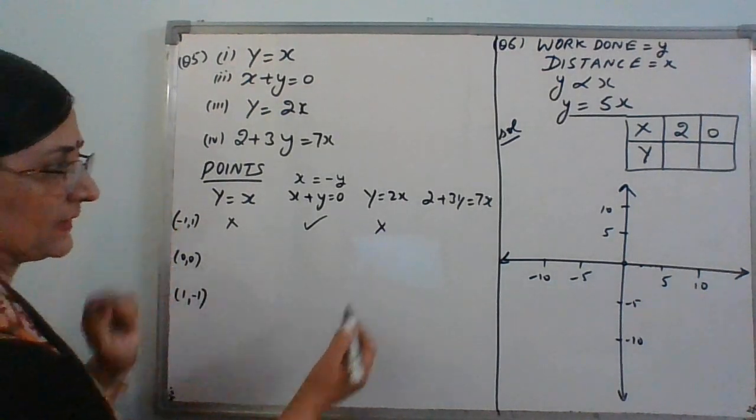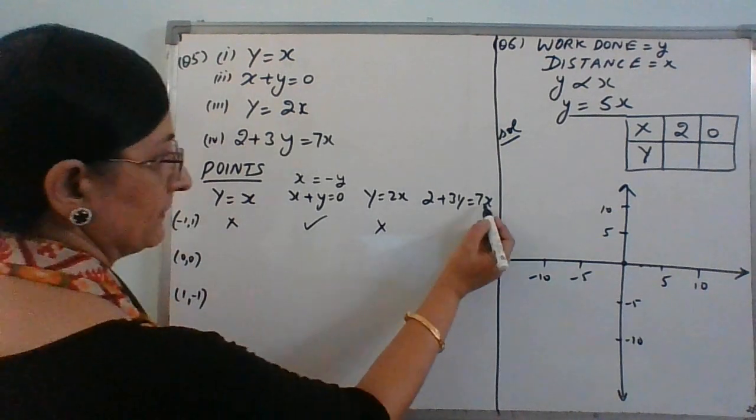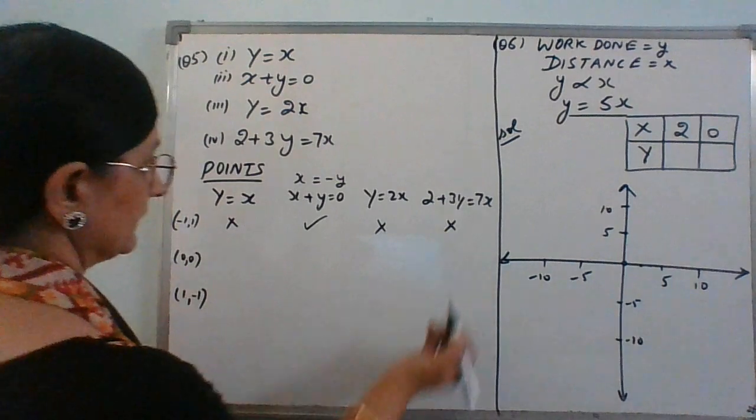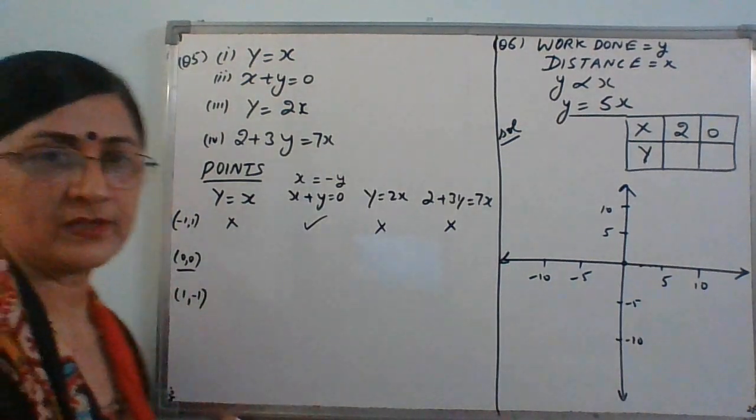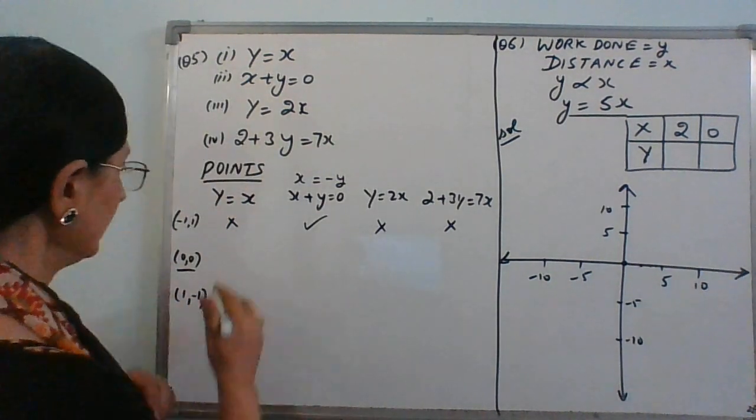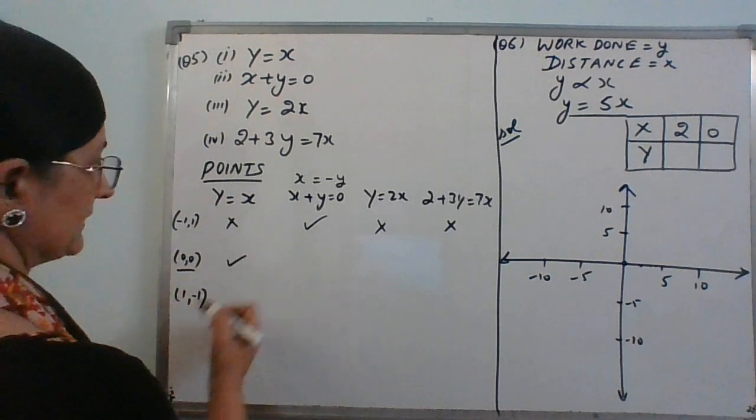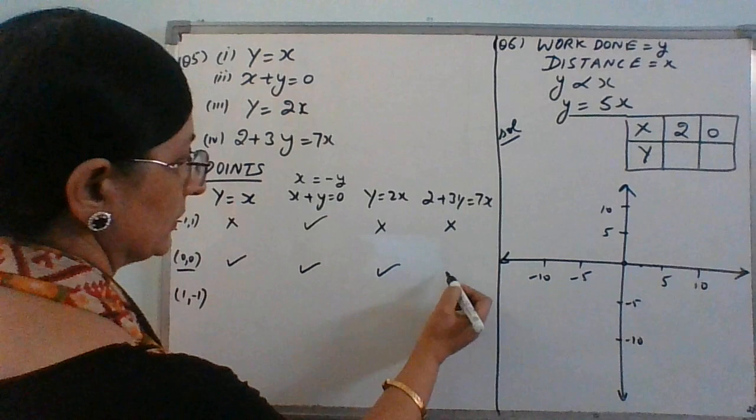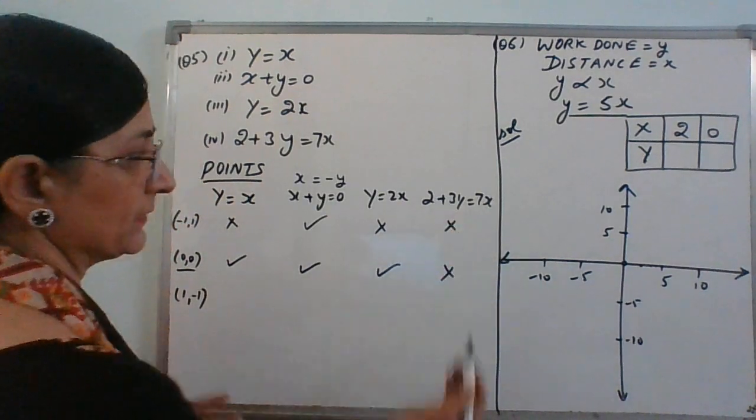It will not satisfy. Here, if I put x minus 1, I'll get minus 7 and I'm not going to get that 7 here this way. Right? Now the second point is 0, 0. So here if you put 0 and 0, yes, this will satisfy. This 0, you'll get 0, yes. Here 0, 0, yes. Here you are not going to get. If you put 0, you'll not get y 0.